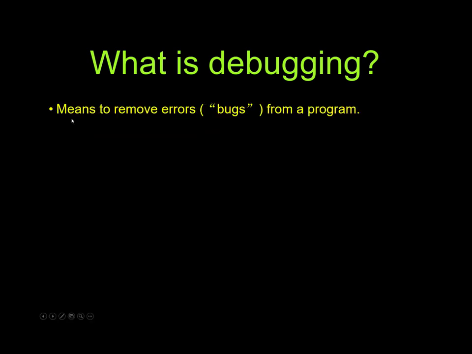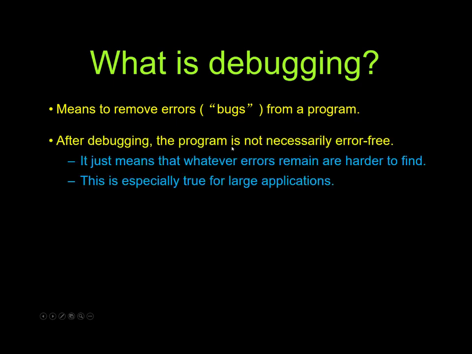What is debugging? Debugging is to remove errors or bugs from a program. After debugging, the program is not necessarily error-free. It just means that whatever errors remain are harder to find. And this is especially true for large applications. You would have noticed too that now and then we need to patch up our Windows system, which is a large application, to remove bugs and errors too.